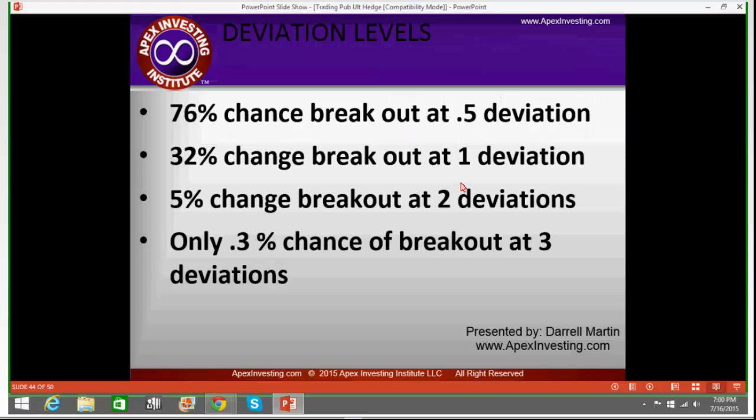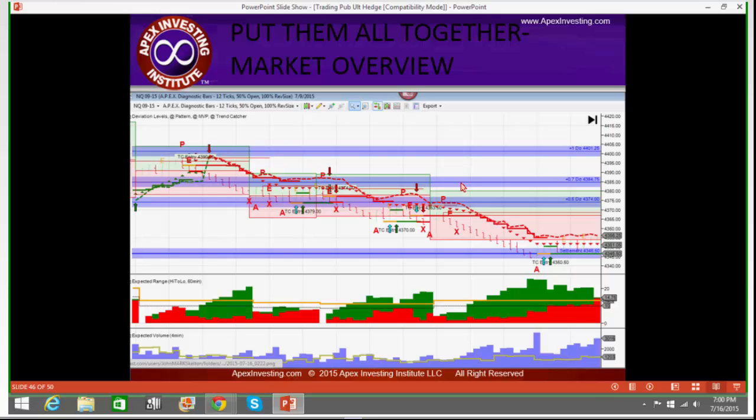So basically, you have a 76% chance of the market going and breaking through at a 0.5 deviation. You've got a 32% chance that it'll break past a 1 deviation. You only have a 5% chance to go past 2 deviations, and hardly any chance of it going to 3 deviations. So that gives you a good idea of when to stay out and when to stay in, when to tighten up.